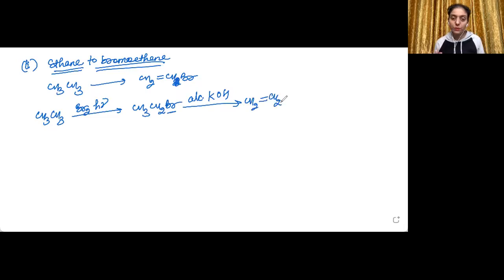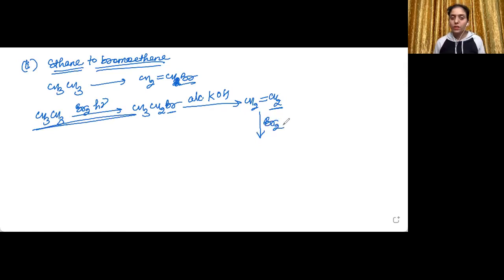CH2 has been formed. Okay, still we are not where we want to reach. We need one bromine here. Now there is no way that we can replace hydrogen with bromine in case of alkene. If it were an alkane, this was the way. But in case of alkene, this cannot be done. Be careful. So what we will do is convert it into a dibromide.